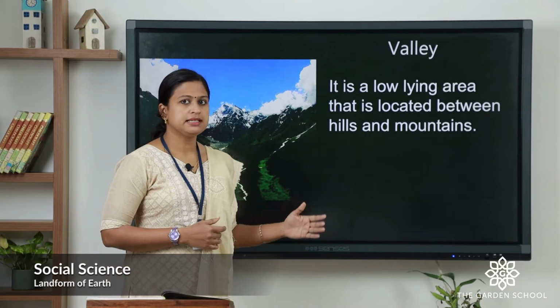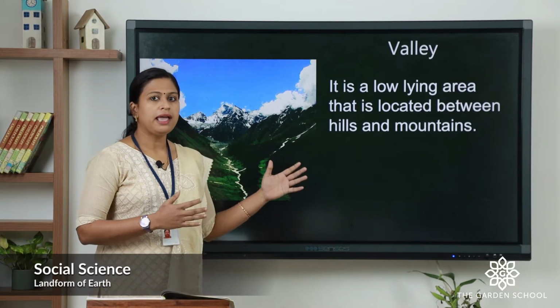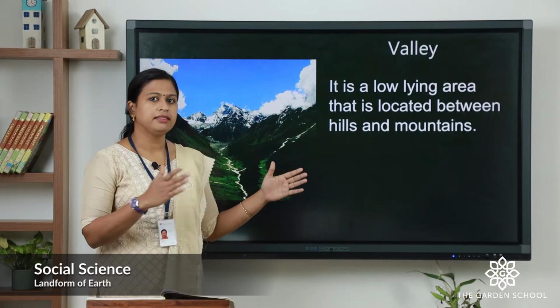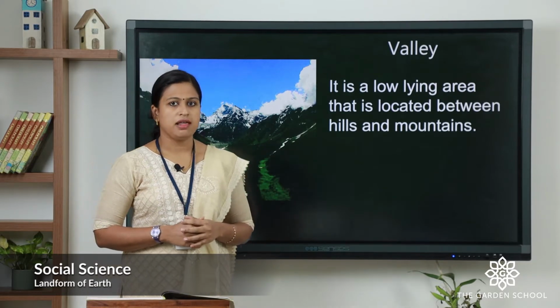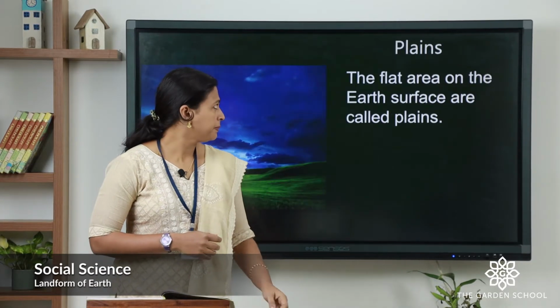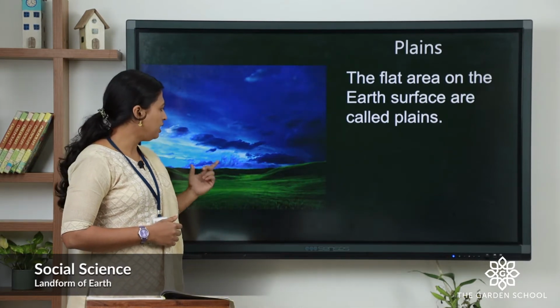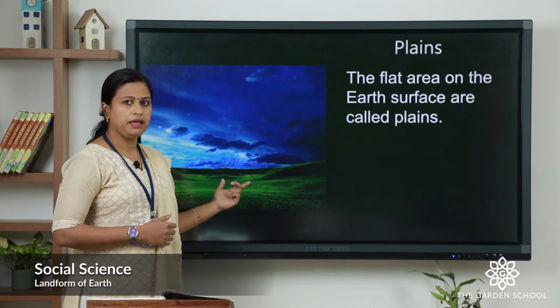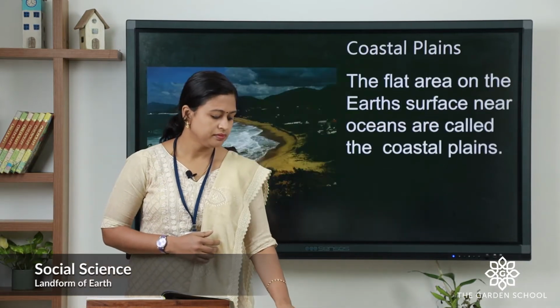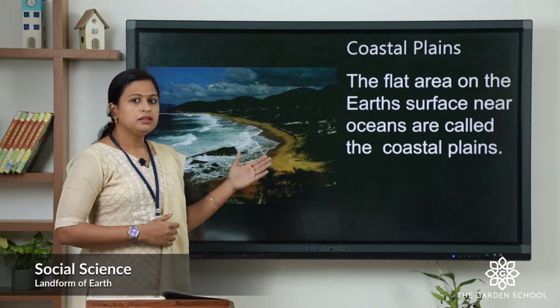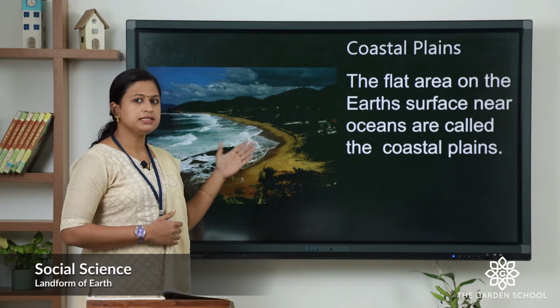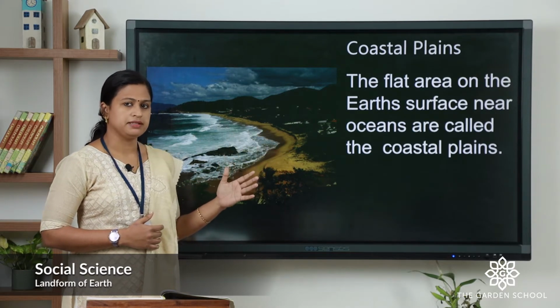Next landform is valley. The low-lying area between the hills and the mountains is known as valley. Next we have plain. The flat area on the earth's surface is called plains. The plains near the oceans are known as the coastal plains.